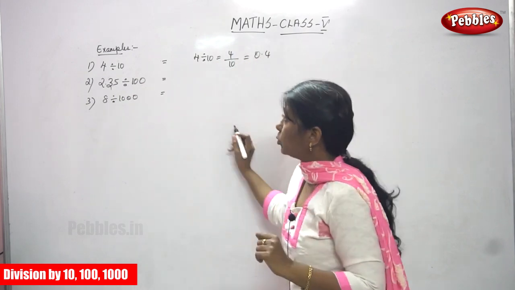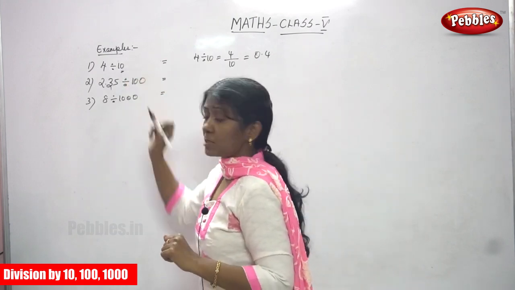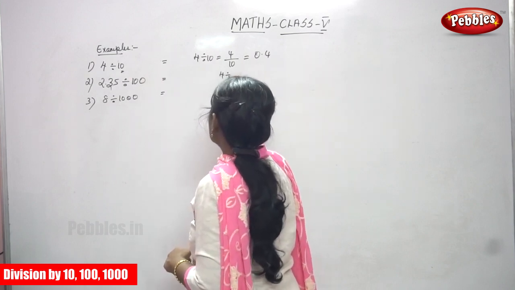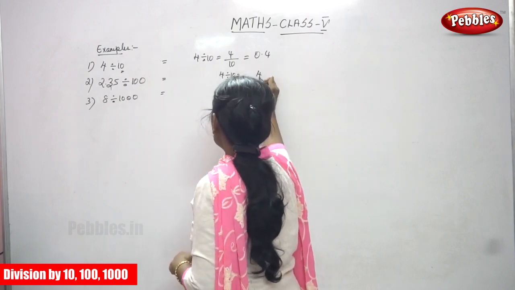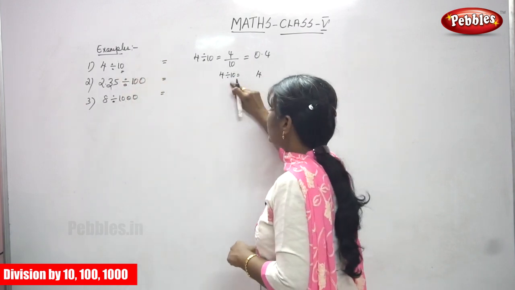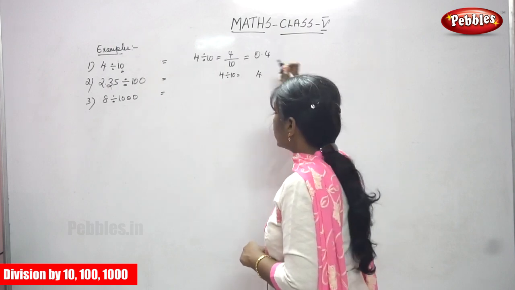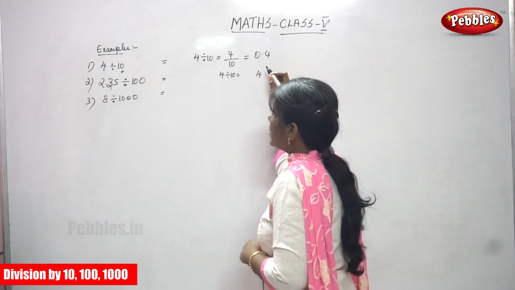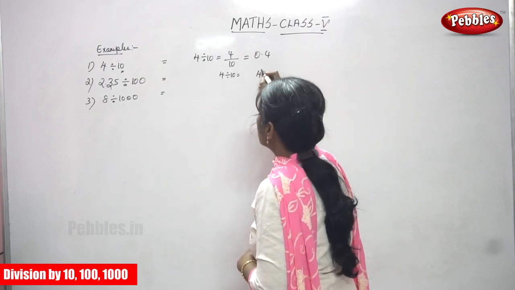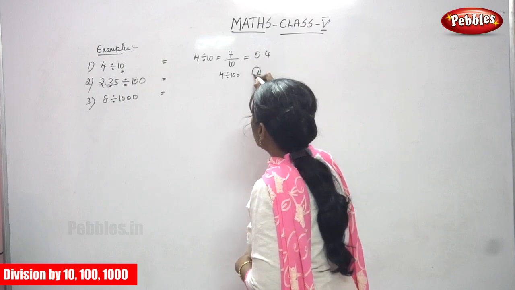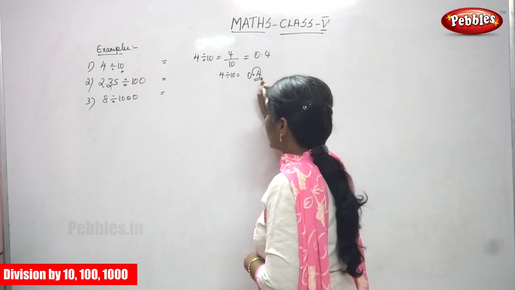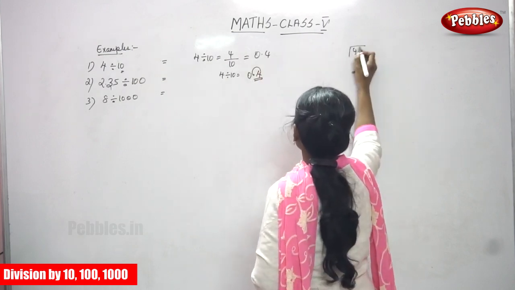See, 10 has how many zeros? Only one zero. So when 4 is divided by 10, as I told you in the rules, the decimal point moves one place to the left. So it moves to this place, the point is here, so the answer is 0.4.